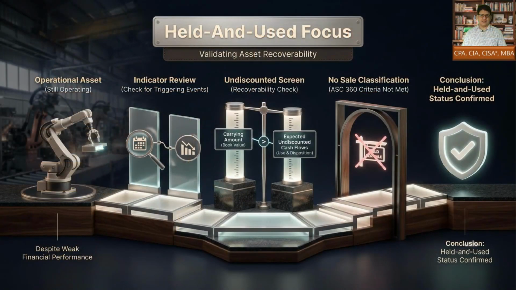A held and used asset is still operating. It may be underperforming, outdated, damaged, or facing weak demand, but it has not yet met the criteria for sale classification or abandonment. The key question is not whether management is happy with the asset. Many managers are not happy with many assets, and thankfully, that alone is not an accounting standard. The real question is whether the carrying amount can be recovered through remaining use and final disposition. That is why indicator review comes before measurement.